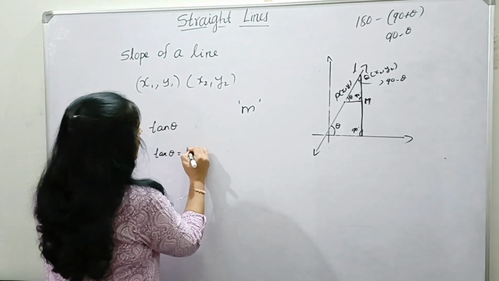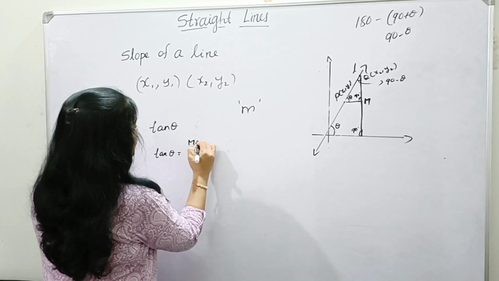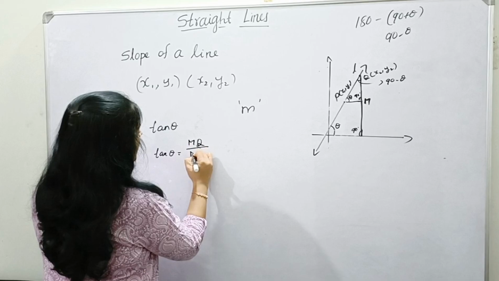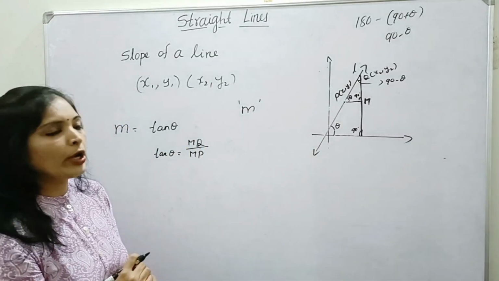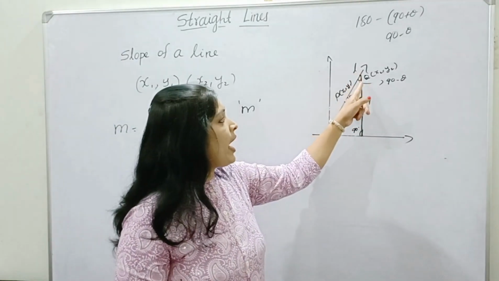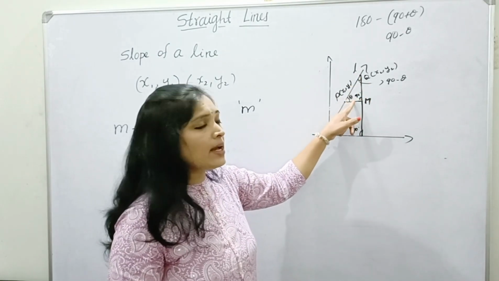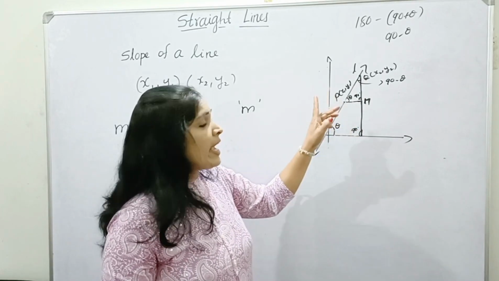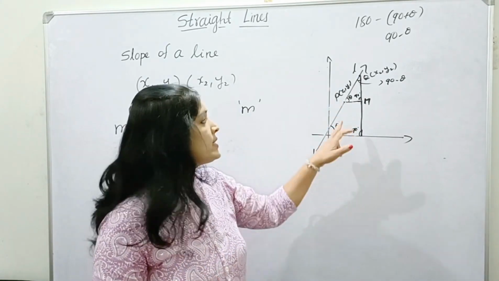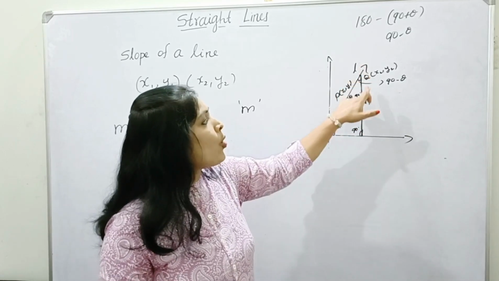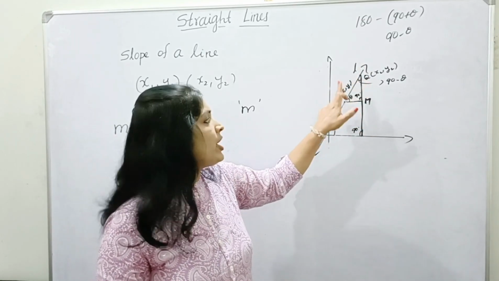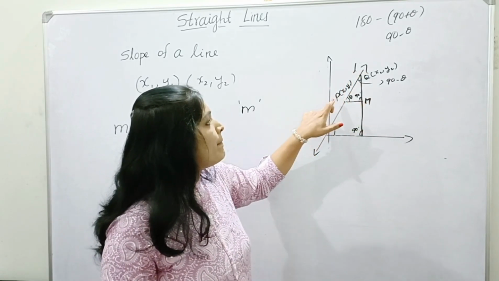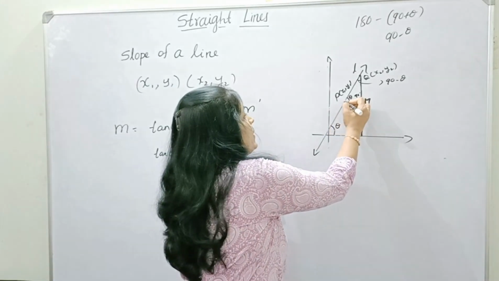So the ratio is MQ divided by MP. We have considered this triangle and this theta. Since it is a right angle triangle, we can write the trigonometric ratio: tan theta is equal to opposite side divided by adjacent side, that is MQ divided by MP. It is the point P.